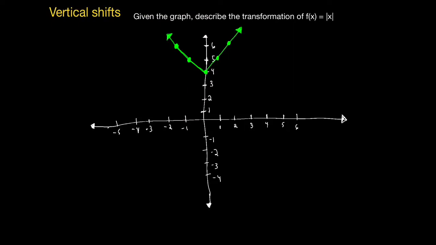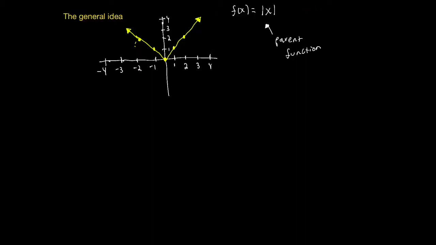Here it says, given the graph, describe the transformation of f of x equals the absolute value of x. So remember, this is the classic V-shape graph that was centered at the origin. Let me go ahead and draw a little table that represents these 5 points. So I created a list of the 5 points: negative 2, 2 is this point right here; negative 1, 1; 0, 0; 1, 1; and 2, 2.